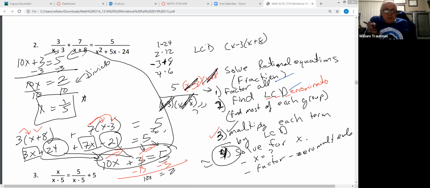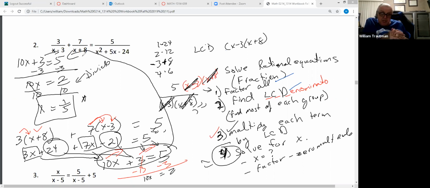So I'm going to say the hardest part about this is finding the LCD and multiplying it, and then knowing how to solve for X, because that was what we learned last week or the week before. So you've got to remember everything that we've done before. All right, moving on to number 3.